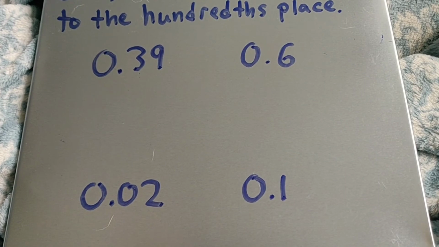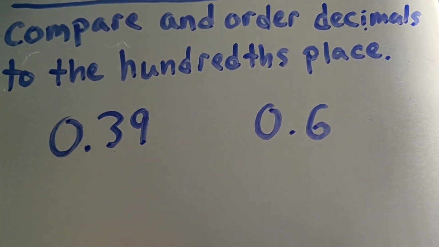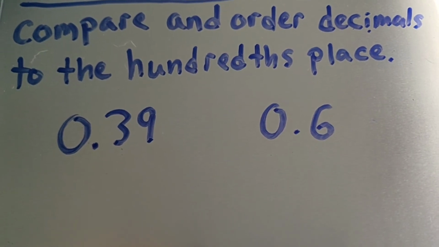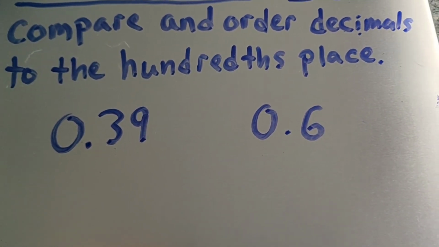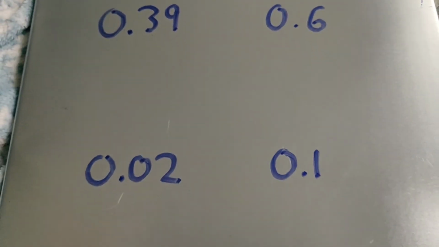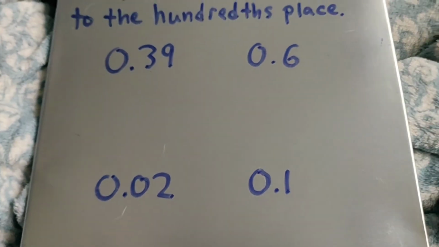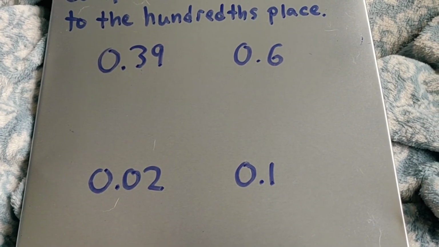So now I want you to try a couple on your own. I want you to compare 0.39 and 0.6 using the same strategy we just tried. And then after you do that, I want you to compare 0.02 and 0.1 using the same strategy. So go ahead and pause your video.